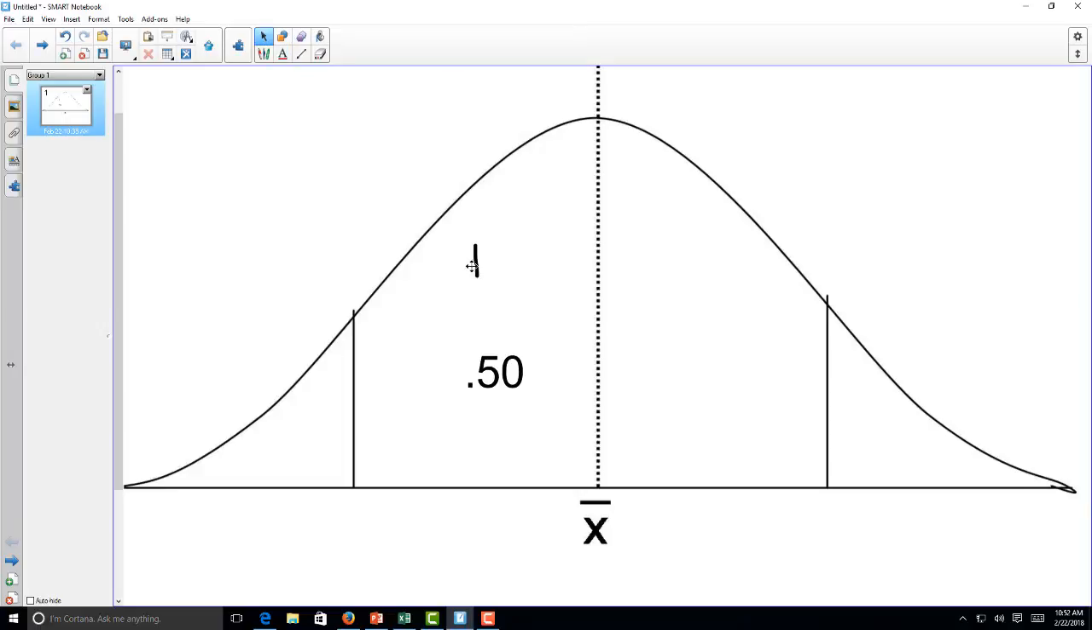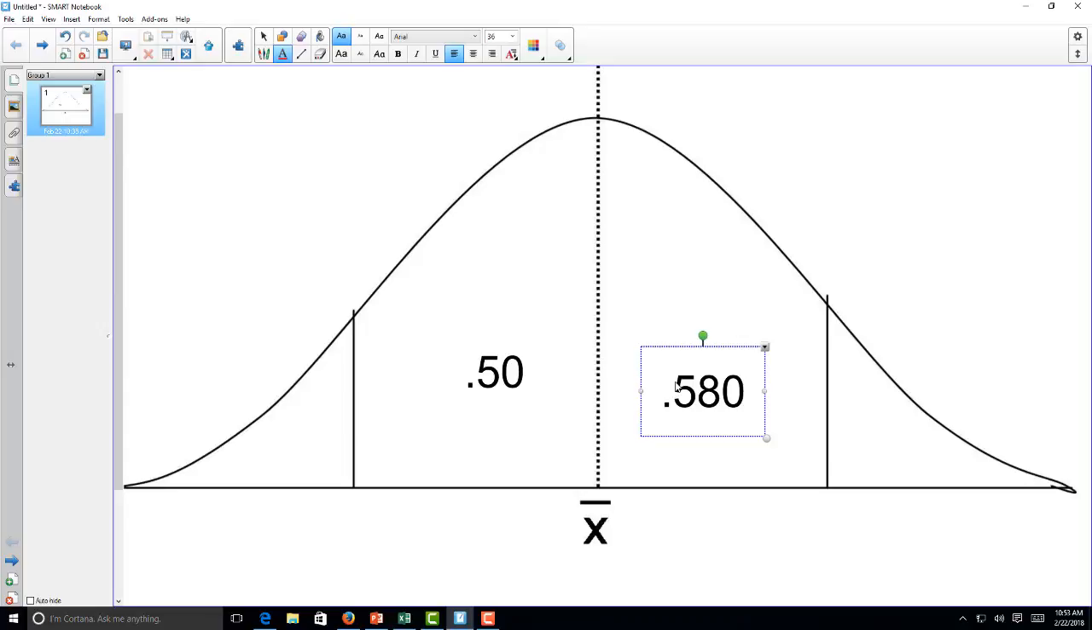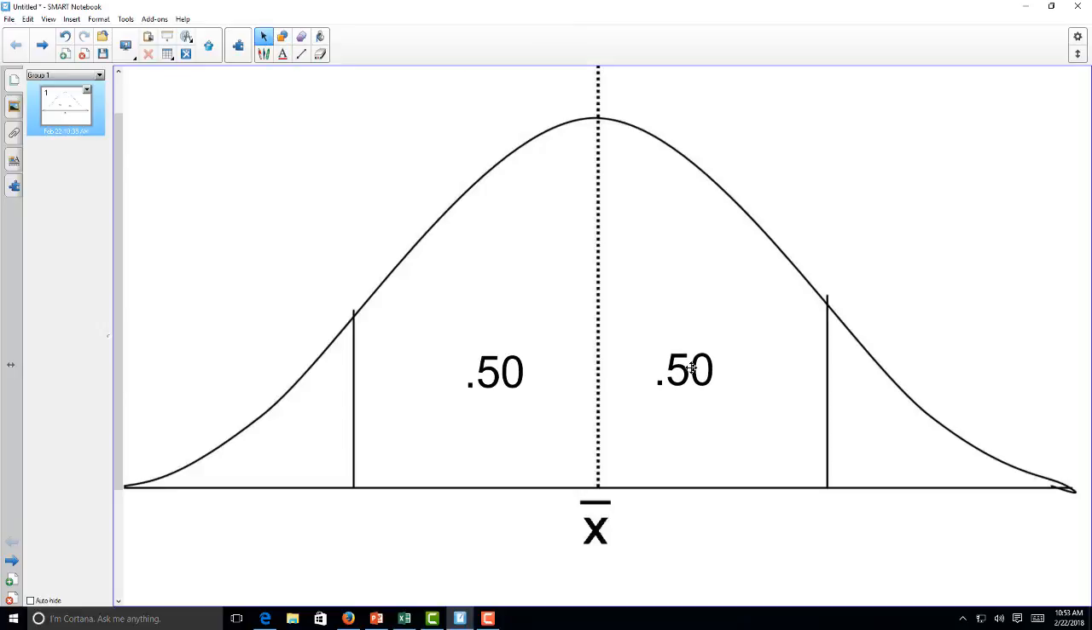But what this is getting at, once again, is that because the whole curve is 100% or 1 as a probability underneath the curve, and it is symmetrical and identical, meaning if we cut it in half, they're equal to each other. So what that means is that half of the curve is equal to 50%, or a 0.5 probability, and the right side is also 50% or 0.5 probability. So we do have this idea that our bell curve is symmetrical.